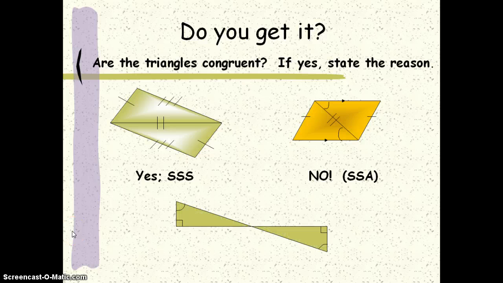And then the last one. Our third piece of information that's not marked is that the vertical angles are congruent. But this still will not allow us to prove these triangles are congruent because this would be angle, angle, angle.